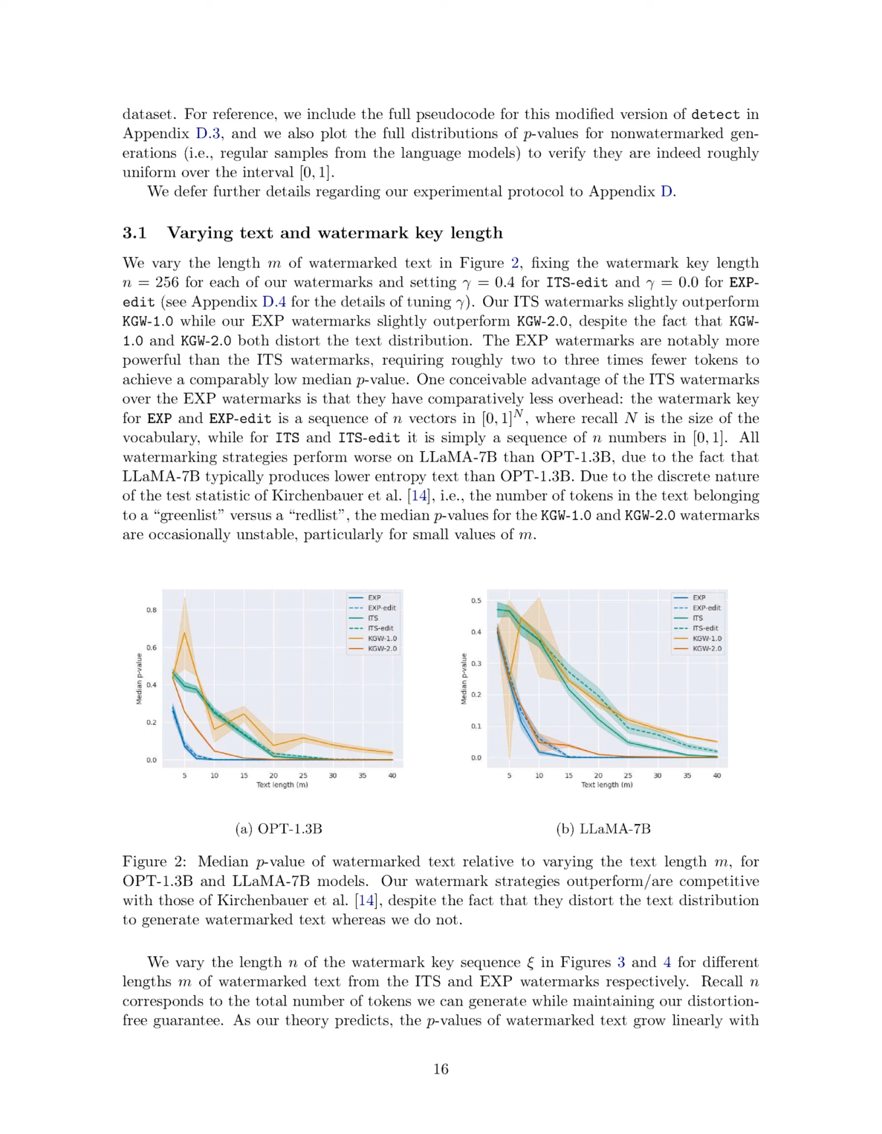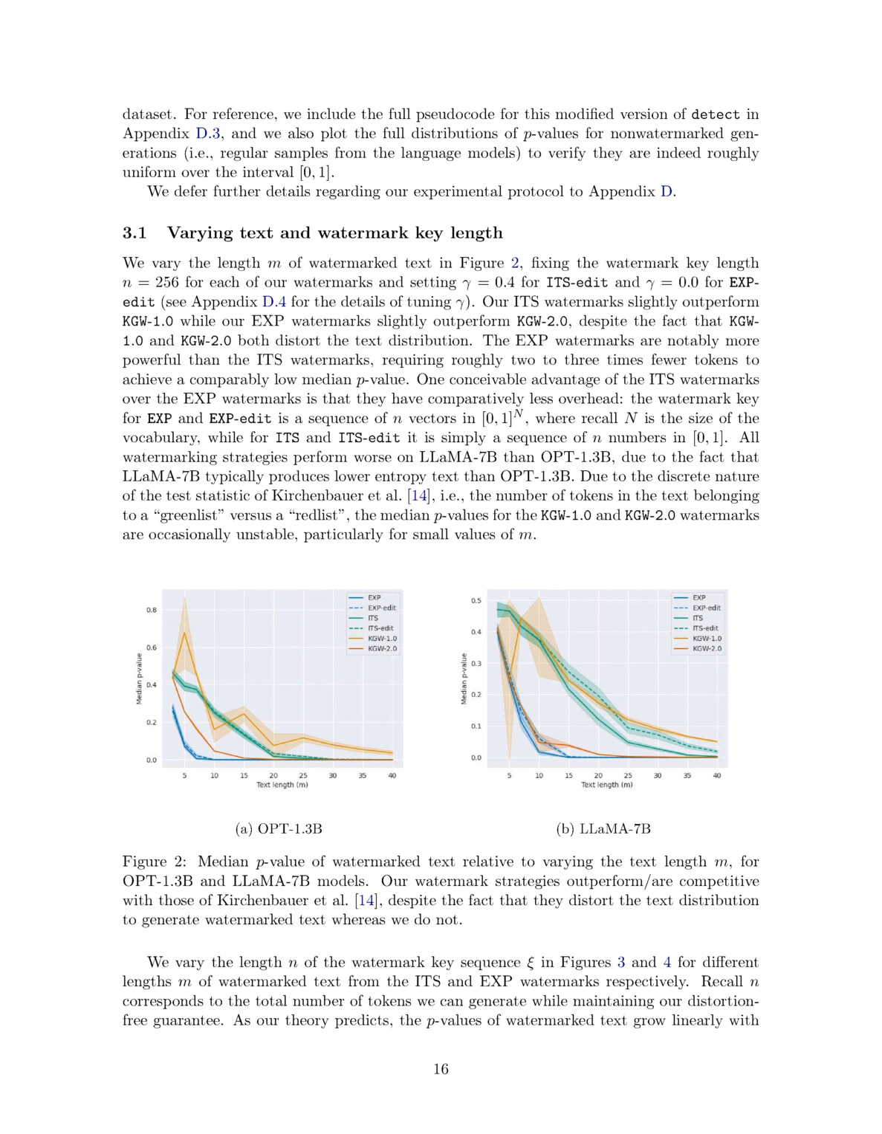However, one potential advantage of the ITS watermarks over the EXP watermarks is that they have less overhead. The watermark key for EXP and EXP-edit is a sequence of n vectors, each with a size equal to the vocabulary size, while for ITS and ITS-edit, it's simply a sequence of n numbers between 0 and 1.